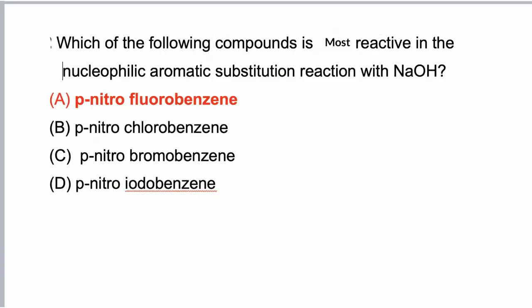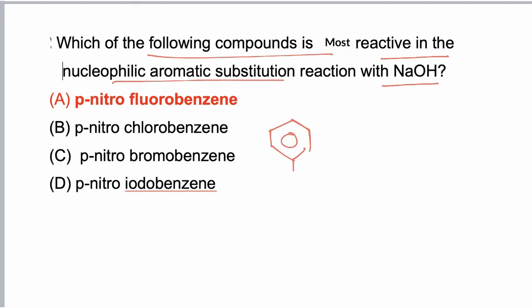In this question we have to find which of the following compounds is most reactive in nucleophilic aromatic substitution reaction with NaOH. Now halobenzene reacts with NaOH via SNAr reaction. The rate of SNAr reaction depends on two factors. First, the presence of electron withdrawing groups. The higher the electron withdrawing effect, the higher the reactivity. The second factor is the polarity of the carbon halogen bond. The more polar the carbon halogen bond, the higher the reactivity.